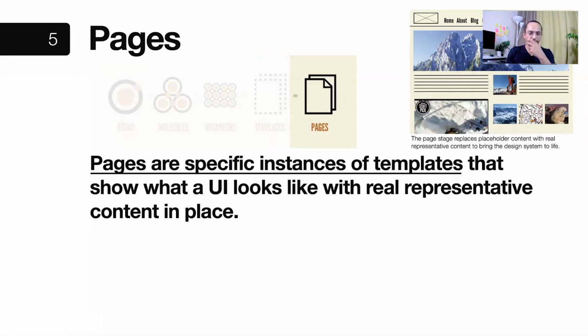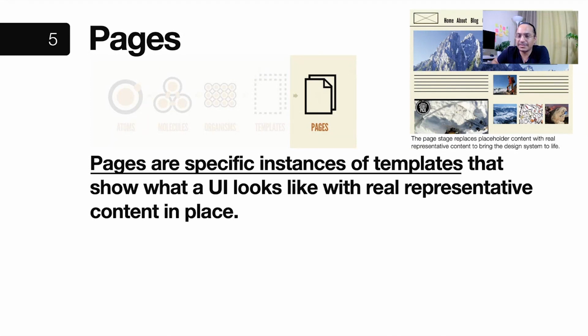Now let's see what pages are. Pages are specific instances of the template. If there is a page for a service or a product, you can create thousands of different pages just by following that particular template, right? So pages are specific instances of templates. You can replicate this. You can create a lot of different pages by using a template that show what a UI looks like with real representative content in place.